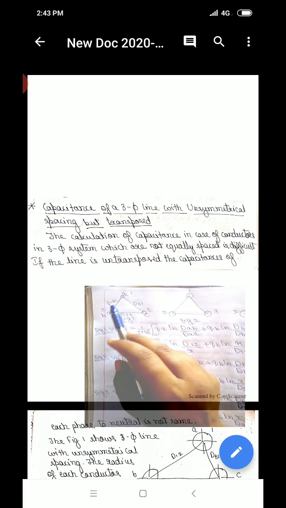Between A and B is D12. Between B and C is D23. Between C and A is D31. The positions I marked, 1, 2, 3, will be constant. Only the position of the conductors will change. For figure 1, we shall write the equation.